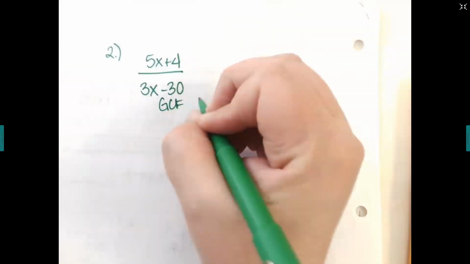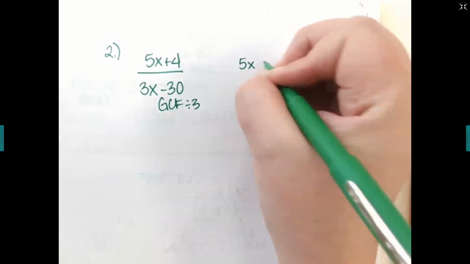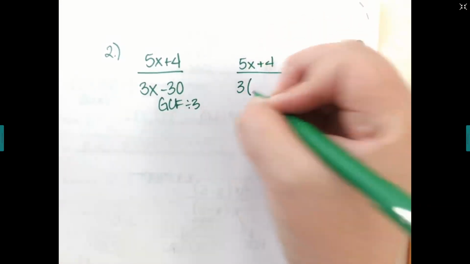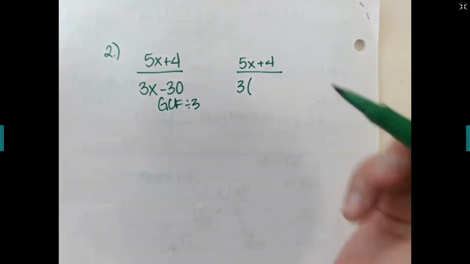Okay. Anything we can do on top? 5x plus 4? No, keep it the same. What about on the bottom? Okay, what can we take out on bottom? Divide by 3, take a GCF, so go ahead and do that for me. So my 5x plus 4 is staying. But on bottom, I can take out a 3, we said. What is that gonna leave me with on the bottom in parentheses? Okay, good.